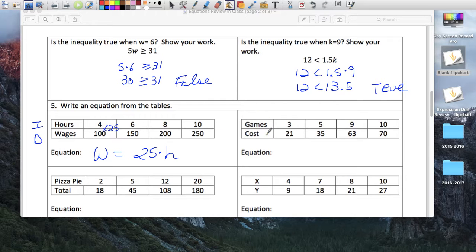Cost in games: the total cost depends on the number of games he buys, right? So that makes sense. What's the relationship here? Times, I believe, 7 for everybody. Yeah, times 7, times 7, times 7. So the cost is going to be the number of games that he buys times 7.